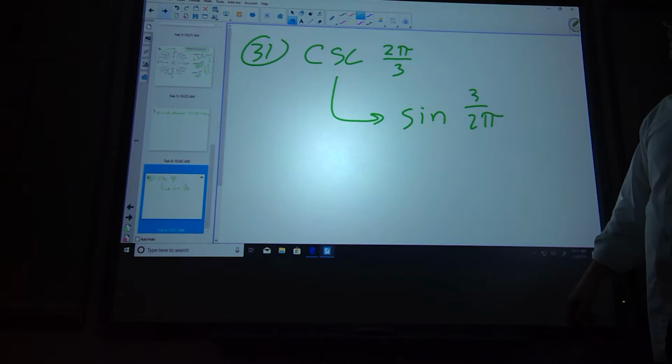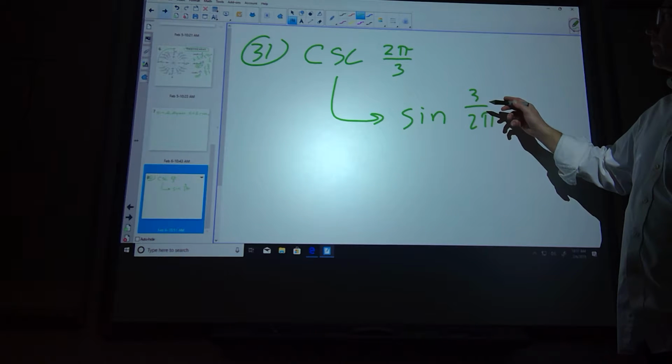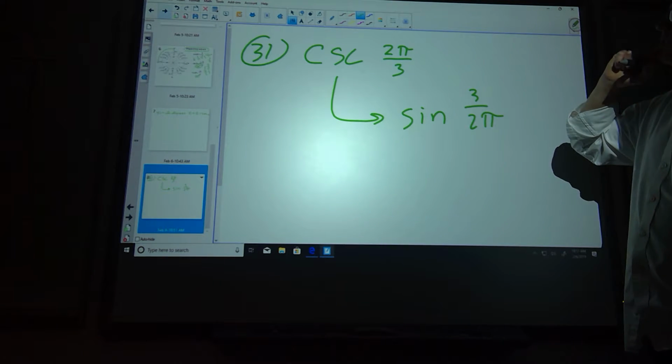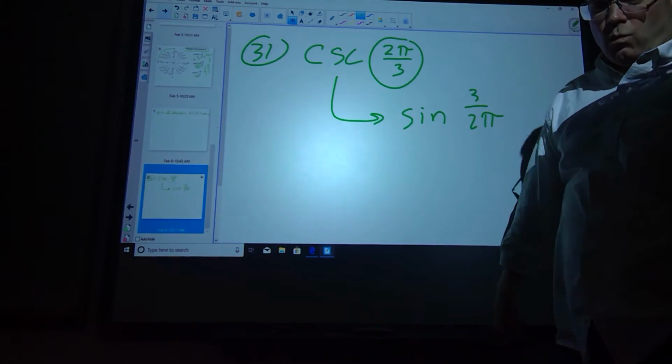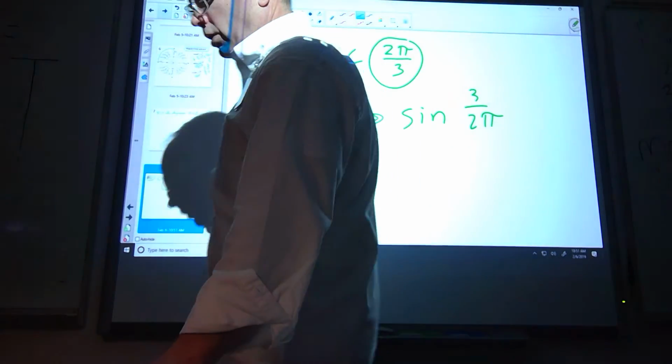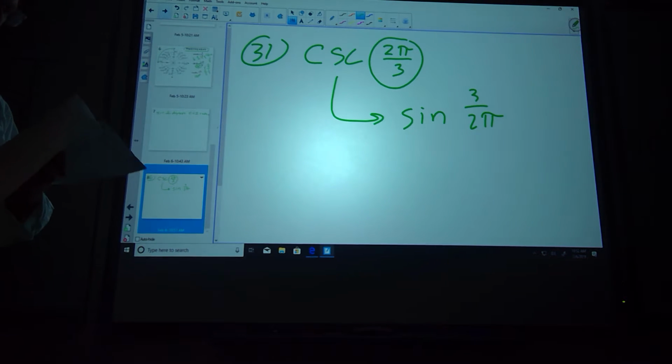Okay, so I'm going to take a look at what this angle would be first. Where on our unit circle is 2π over 3? Do we have any? What's that? 120?